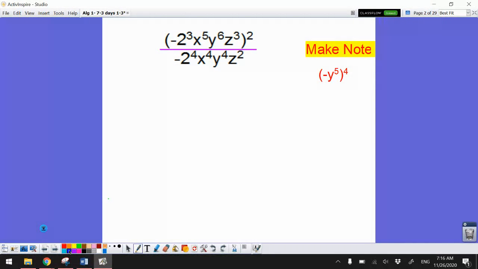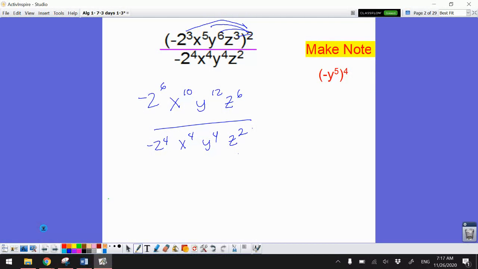Remember, this is a distribution, so we are going to take it to everything. So -2, 3 times 2 is 6, x, 5 times 2 is 10, y, 6 times 2 is 12, and 3 times 2 is 6, so z to the 6th. And these are not going to change, so I'm just going to go ahead and rewrite those.